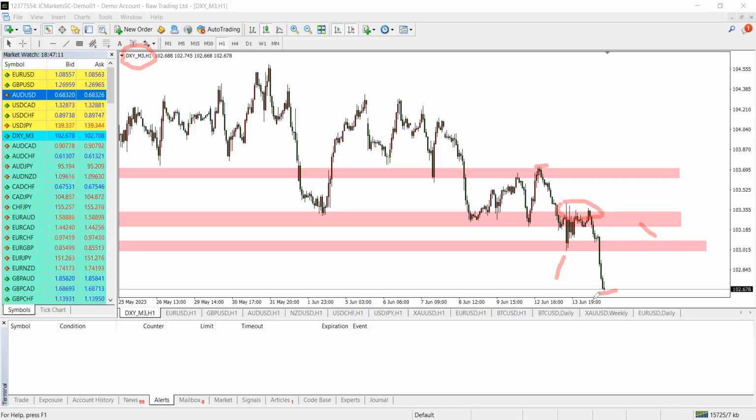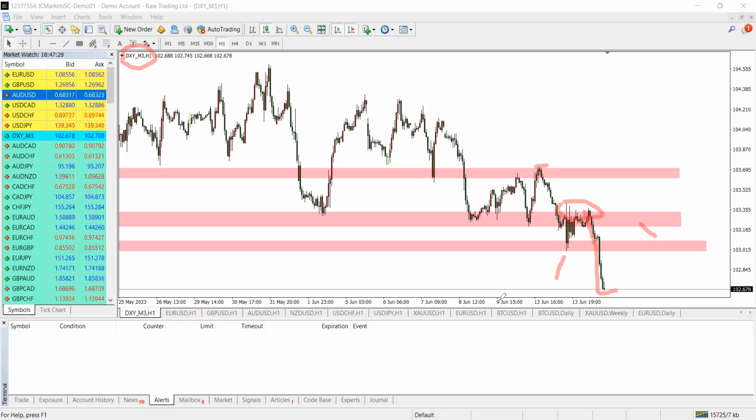Look at this vertical move. Naturally, you should not fight or go against vertical moves, because this obviously shows strength to the downside. This is the vertical move we're talking about, this move down. So we should expect not to fight it.